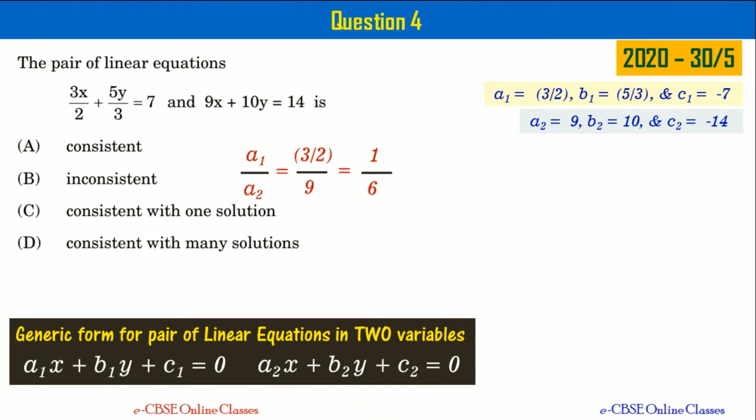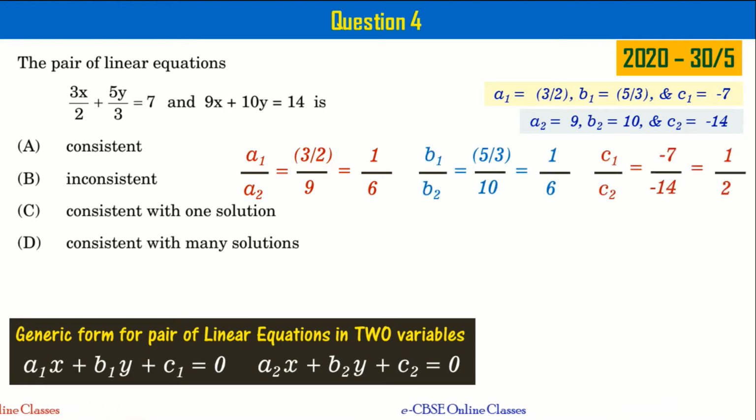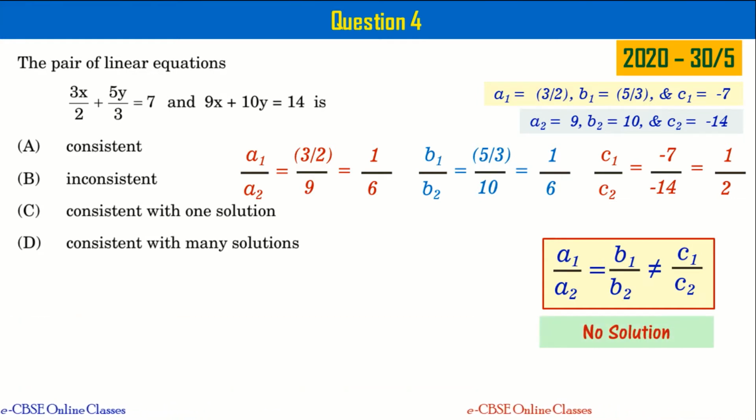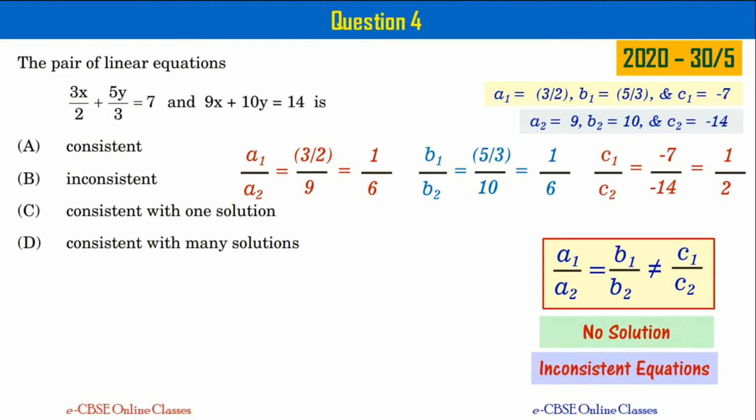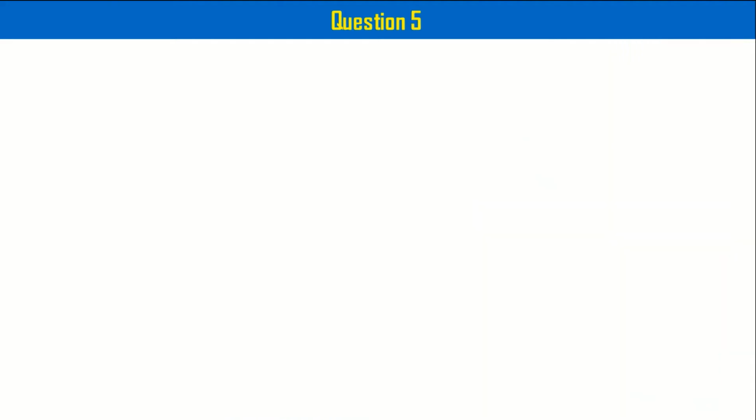If you take the ratios, a1 by a2 equal to 1 by 6, b1 by b2 equal to 1 by 6, and c1 by c2 equal to 1 by 2. It means a1 by a2 equal to b1 by b2, but that is not equal to c1 by c2, right? We have seen this relation exists when the corresponding equations are going to have no solution, and the given set of equations is an inconsistent pair of linear equations. It means choice B is the answer. Let's go to the next question.